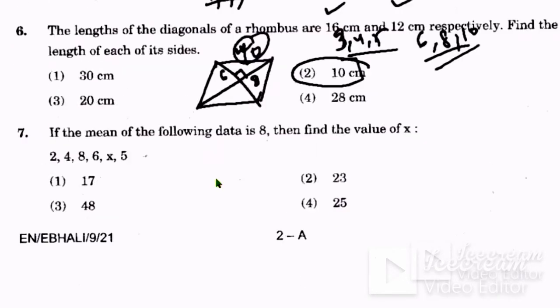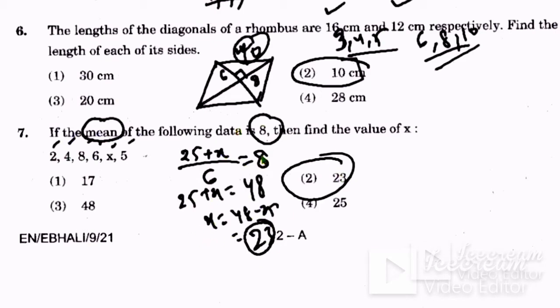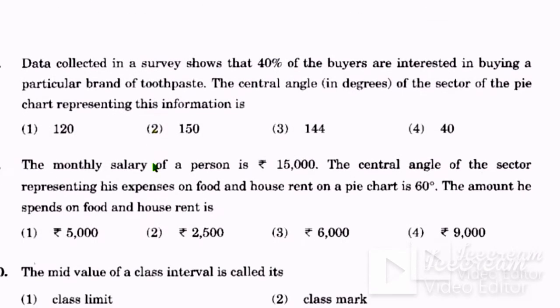Now question number 7. If the mean of the following data is 8, mean and average are both the same. Find the x. So you have to add it. 4 plus 2, 6, 6 plus 8, 14, 14 plus 6, 20, 20 plus 5, 25, and x is there, 25 plus x. You divide it by the number of data: 1, 2, 3, 4, 5, 6. So divided by 6, that is equal to the mean, which is 8. So 25 plus x is equal to 6 8s are 48. So x is equal to 48 minus 25, that is 23. So 23 is your correct answer. Hope you understand all these methods.